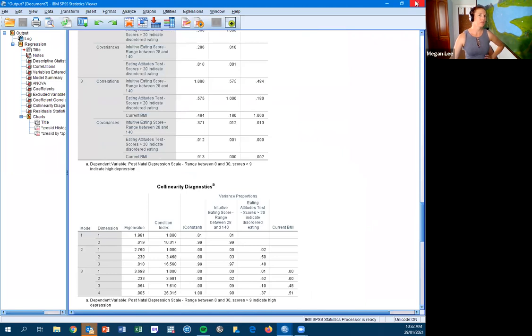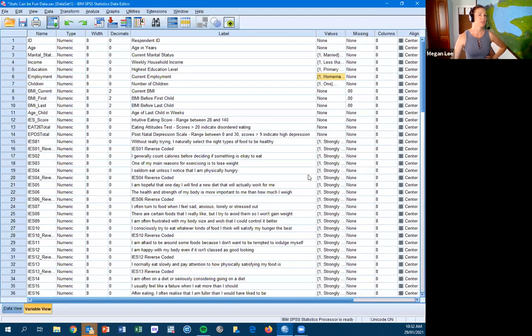Okay. So that's our regression. Basically, it's telling us overall that there's a relationship between intuitive eating and depression. It's kind of small, though. The unstandardized beta was quite small and just significant. What that's saying is that there are probably other things out there causing the depression more than whether or not a woman's dieting or eating intuitively.